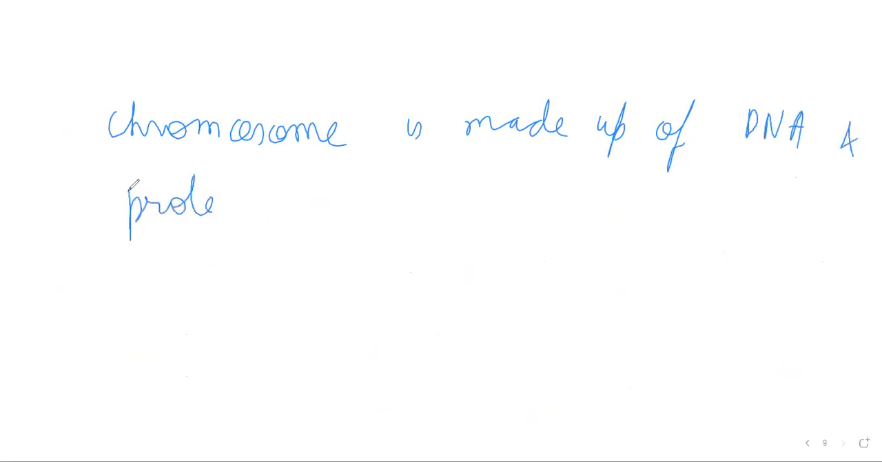Chromosome is made up of two components, DNA and proteins. So there are two things which make each chromosome, that is DNA and protein.